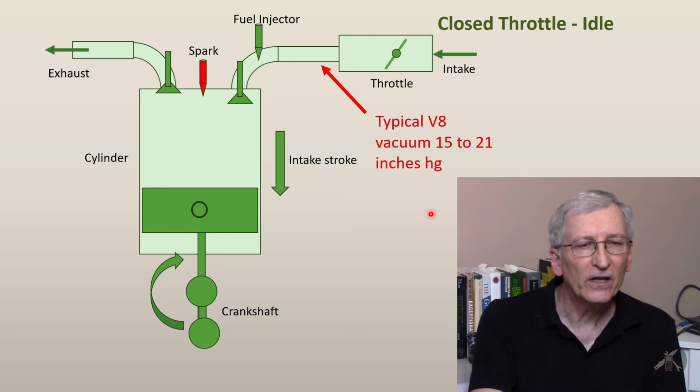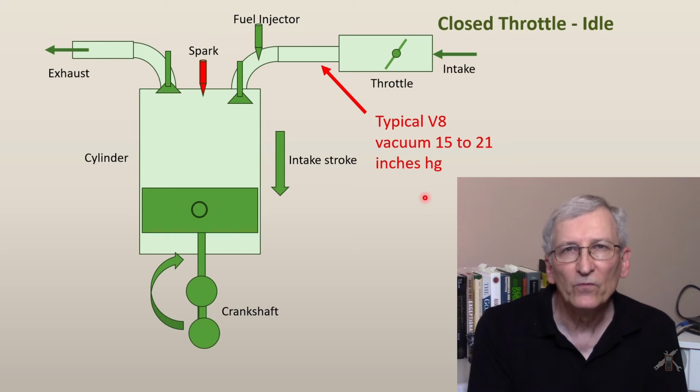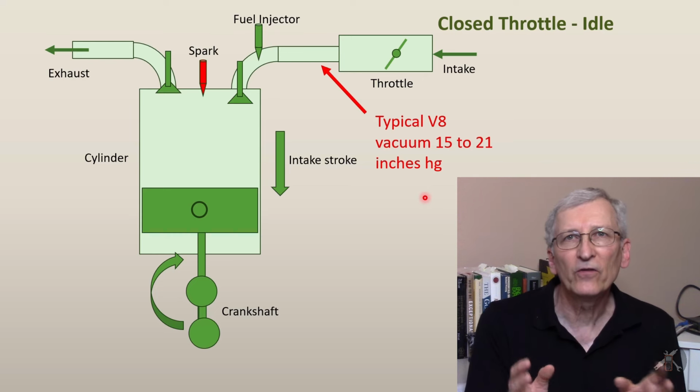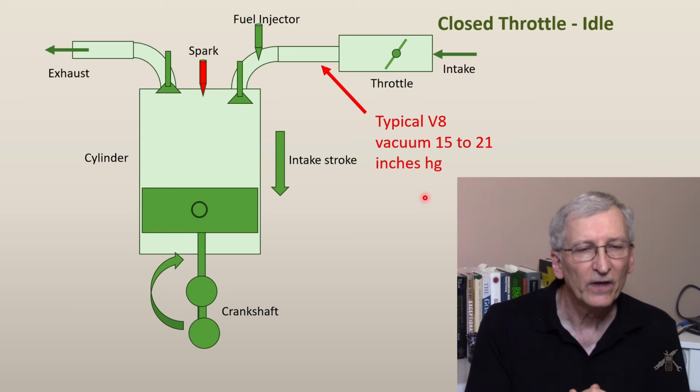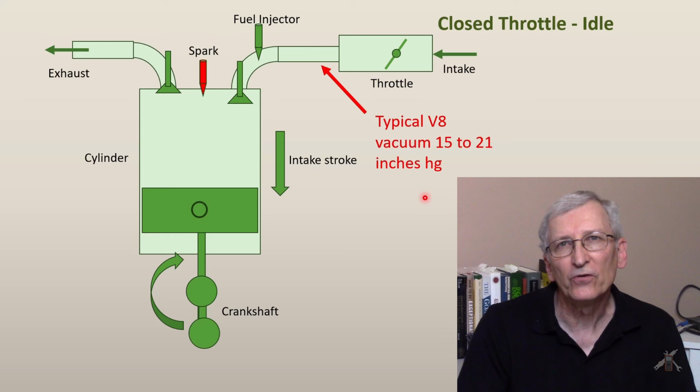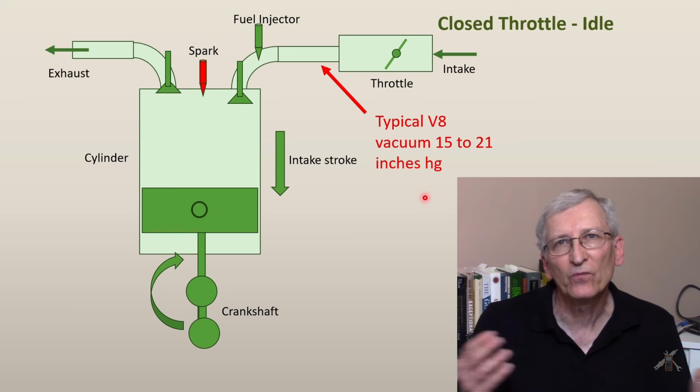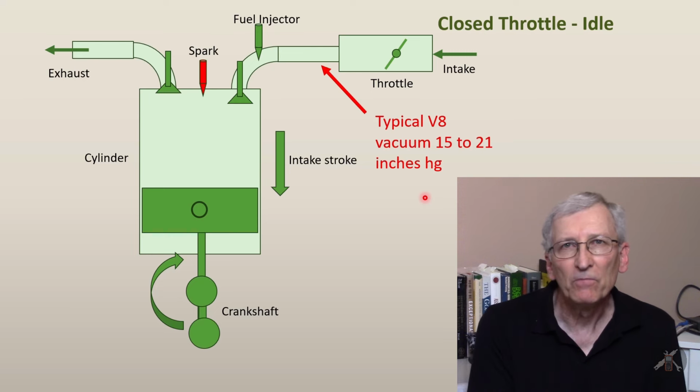In a typical V8 engine, that vacuum is typically between 15 and 21 inches. There are a lot of factors that go into that. But in my day, pre-fuel injection, 20 or 21 inches of mercury at idle for a normal standard engine was a really nice place to be.